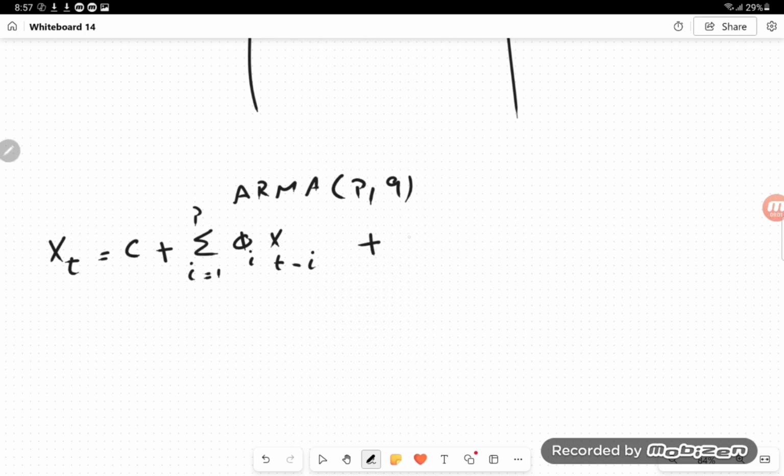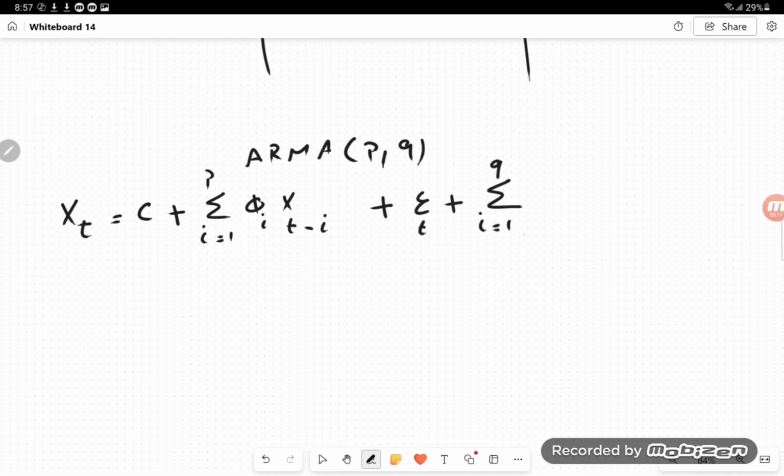plus epsilon t, plus summation starting from i equals 1 to q of theta i epsilon t minus i, where i is a counter starting from 1 to q.